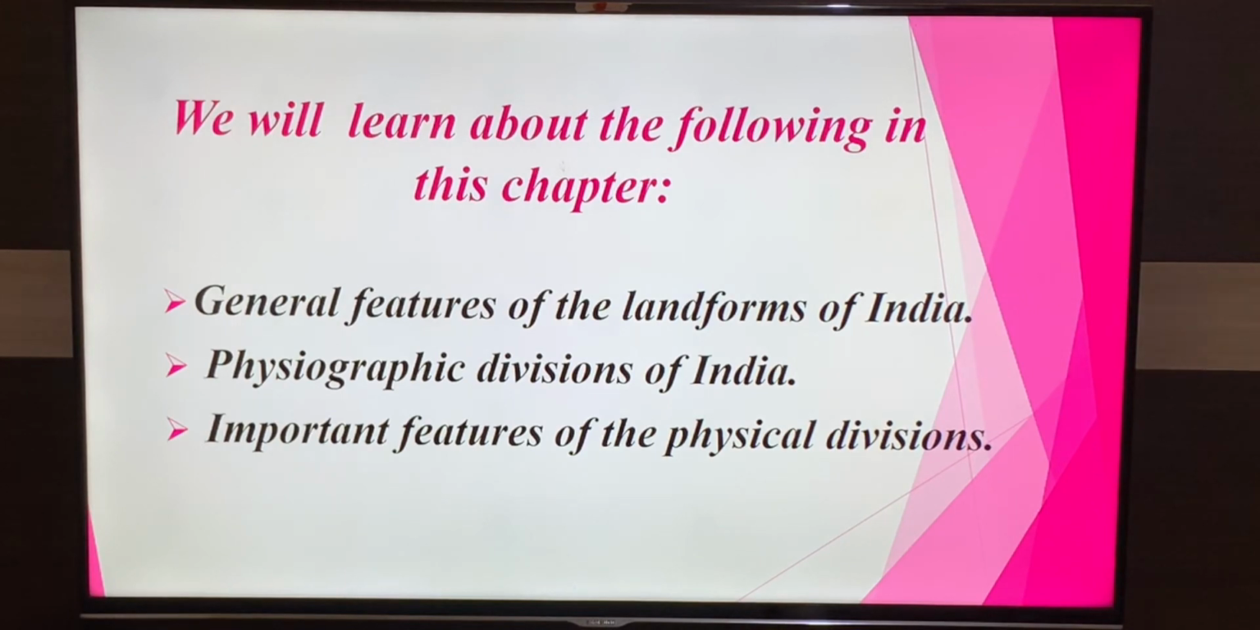Today we will discuss general features of the landforms of India and physiographic division of India. These are the two topics that will be discussed in this session.